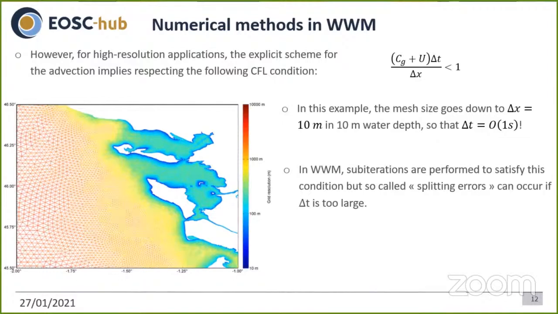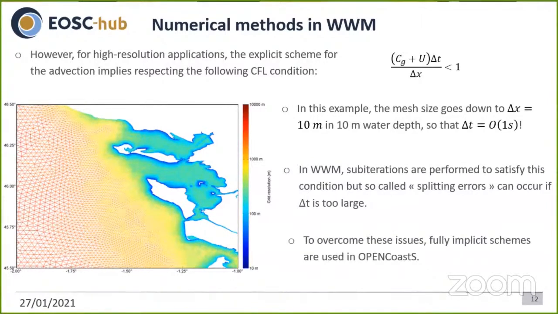is too large. To explain this problem, if the time step is too large, the waves will travel over a large distance within a time step, while the source terms are integrated locally, which will create some kind of inconsistency. To overcome this issue, fully implicit schemes are used in OPENCOAST.